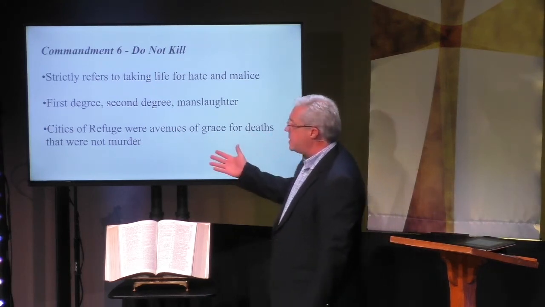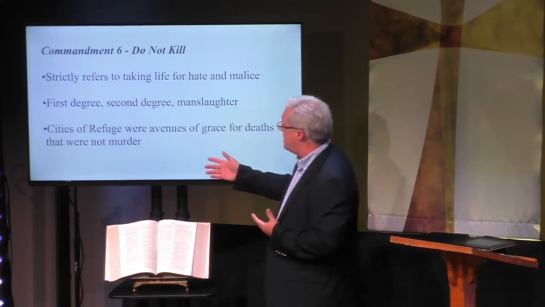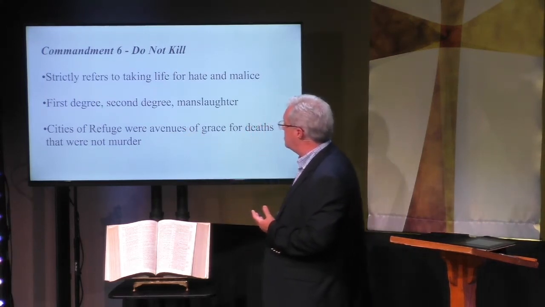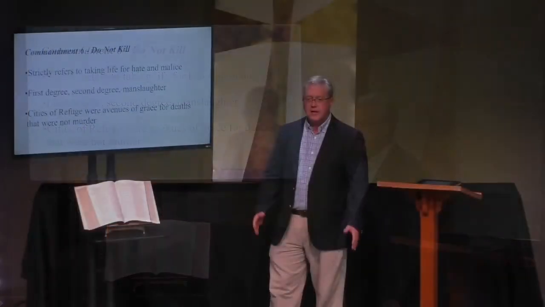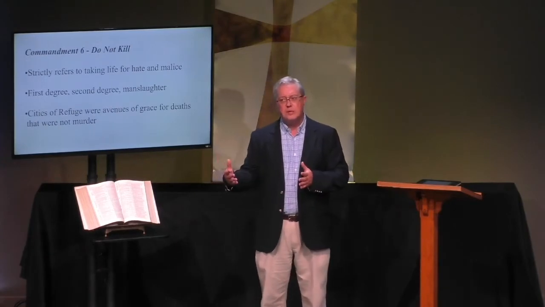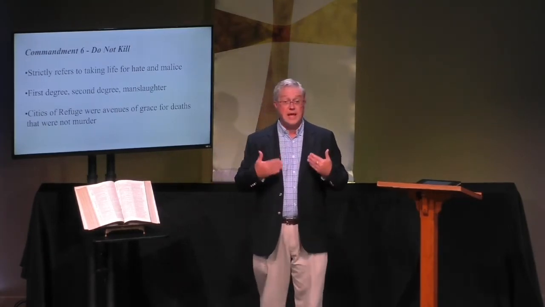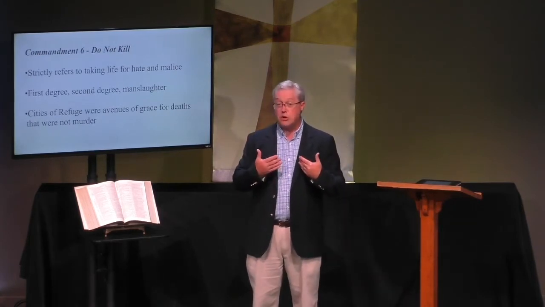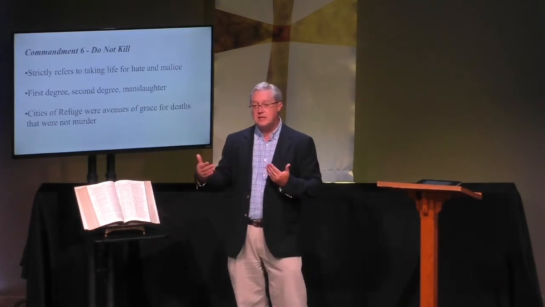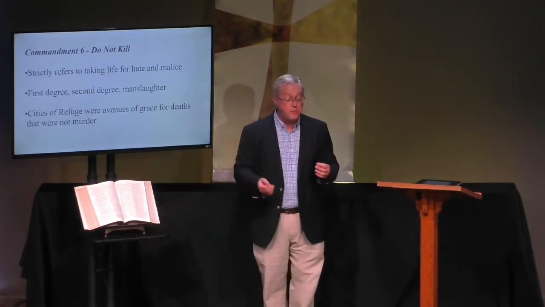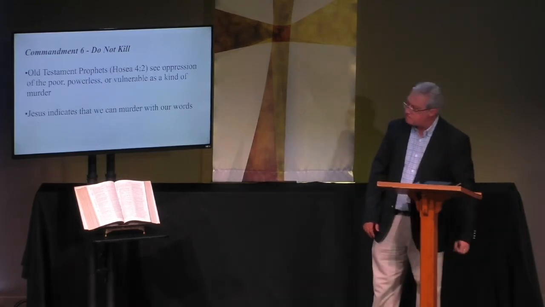So for people who killed someone accidentally or for other reasons, there were cities of refuge that allowed, and there were avenues of grace for deaths that were not murder. And so these were places that people could go. They were places of safety. It got them out of perhaps angry family members and others who might want to hurt them, and put them in a place where they would be safe. But it didn't allow for them to experience the punishment that would have gone for killing another person.